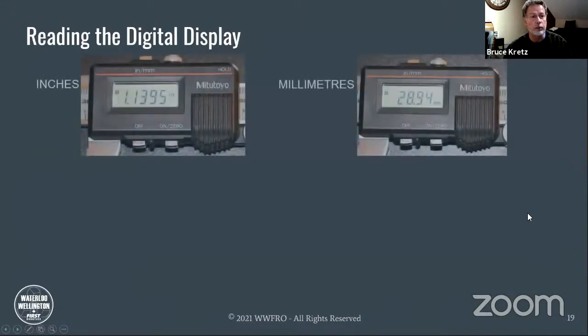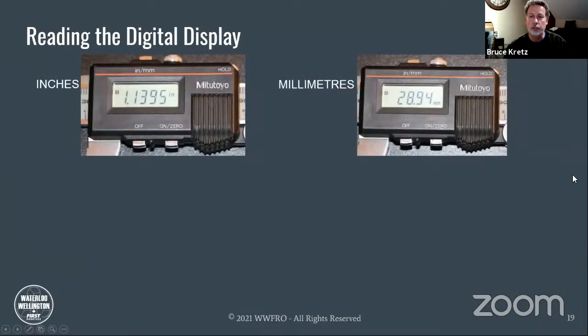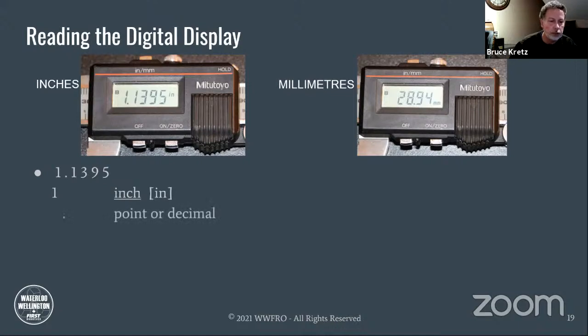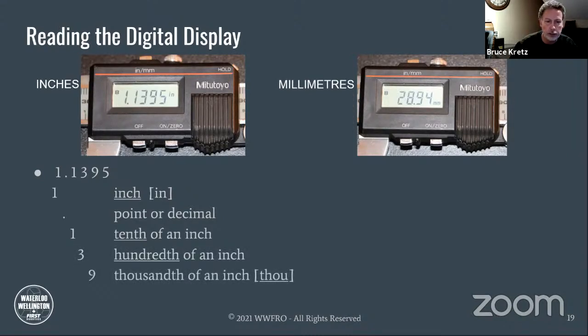Okay, so let's talk about reading digital displays. As we talked, there are two systems, inches and millimeters. You can see them identified in the window. Let's talk about inches first. We've got 1.1395. If we break that down, it's 1 inch, a point or decimal, 1/10 of an inch, 3/100ths of an inch, 9/1000ths of an inch, and this particular set goes down one additional digit to 10ths of a thousandth. We would usually call that 1 inch, 10ths, 100ths, thou, and 10ths of a thou.